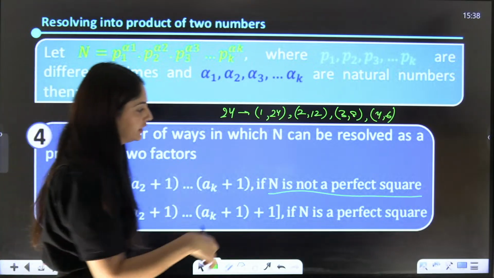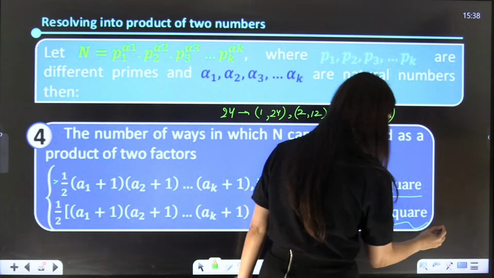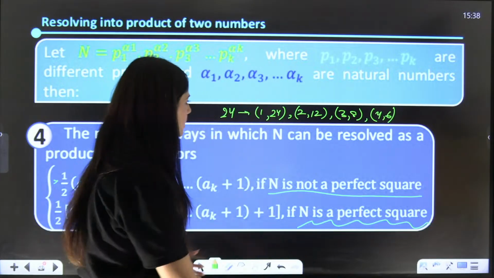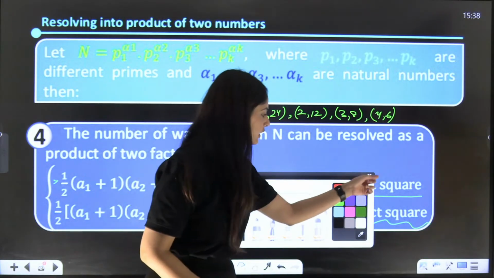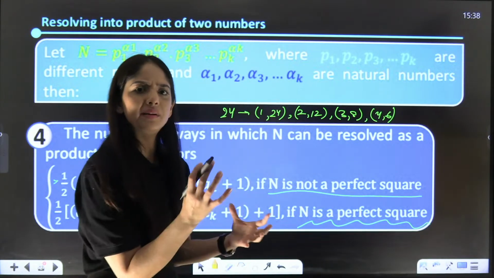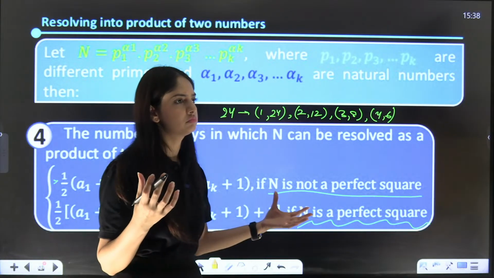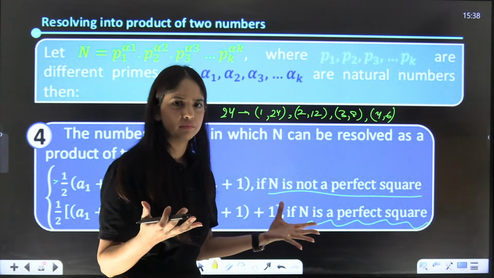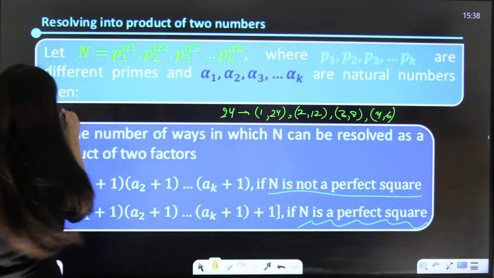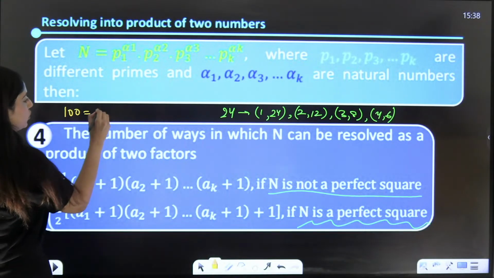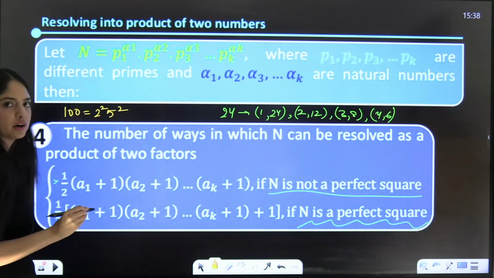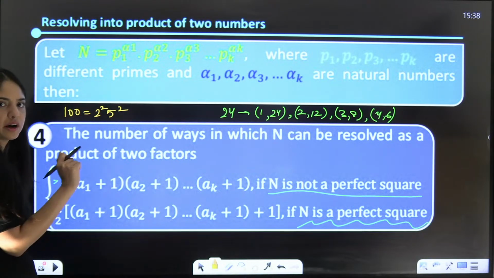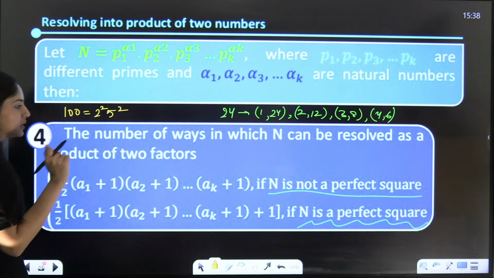But if n is a perfect square, then what is happening? Then we are having an odd number of divisors. Why are we having an odd number of divisors? Let's see. Let's make it simple. Let's make it 100. So 100 is equal to 2 raised to power 2, 5 raised to power 2. It's a perfect square clearly. 2 into 5 whole raised to power 2, 10 raised to power 2. So 100 is a perfect square.